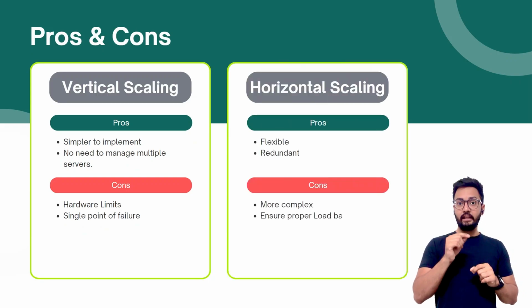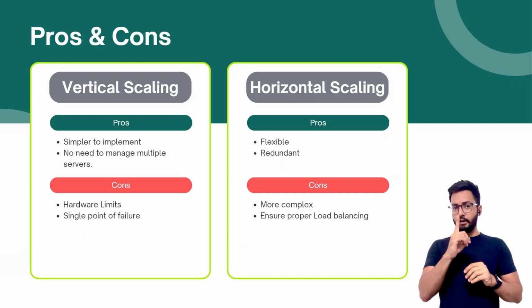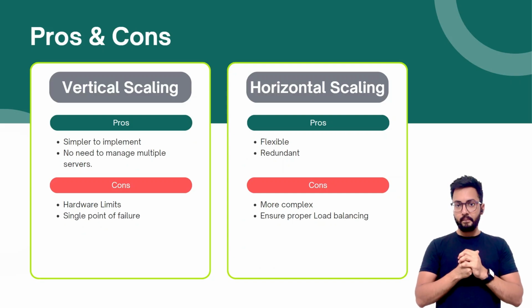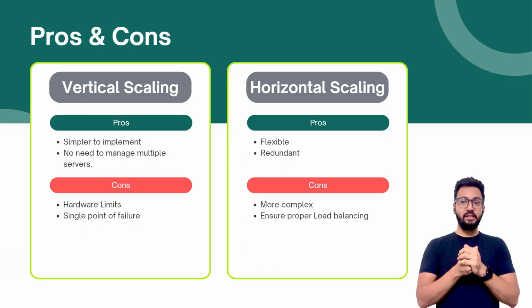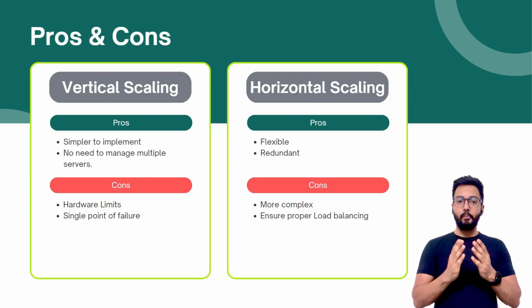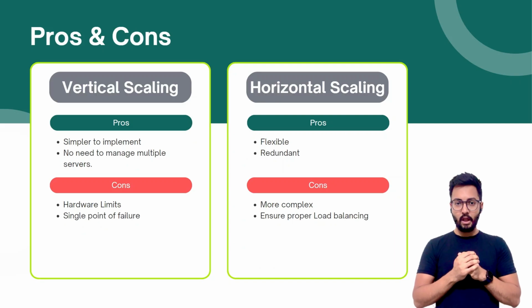Horizontal scaling, on the other hand, gives you more flexibility and redundancy, since even if one server goes down, others can take over. However, managing multiple servers means added complexity, which means you need to ensure that a proper load balancing mechanism is applied between them.